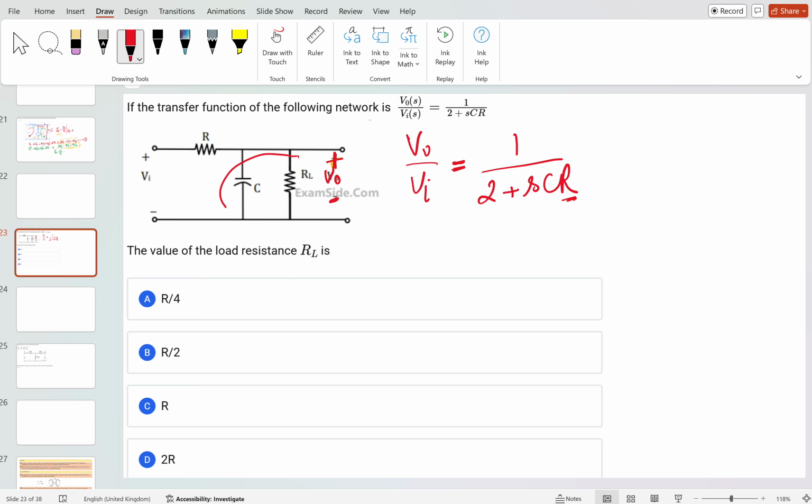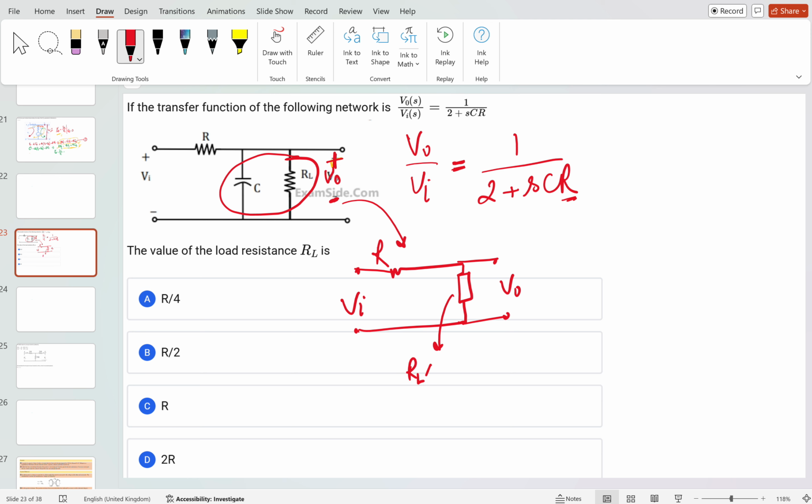When you see that RL and C are in parallel, the equivalent can be drawn like this. This is the R, this is the V input here, this will become the R equivalent of this, and there it is V output. So the equivalent will come out to be RL multiplied by 1 upon SC, because it can be represented in the form of S, that is 1 upon SC, divided by RL plus 1 upon SC. It will simply become RL upon SC RL plus 1.